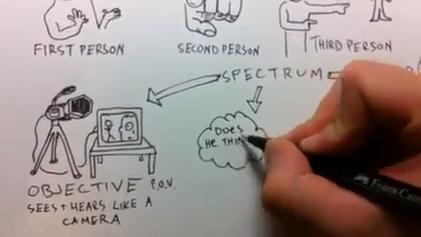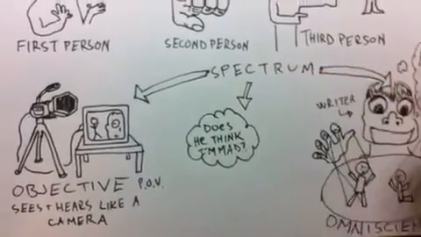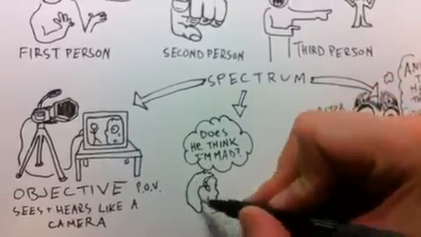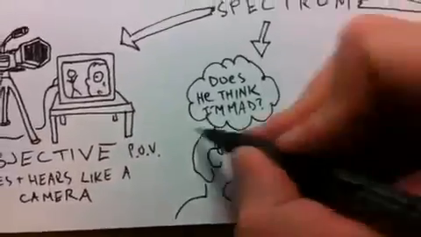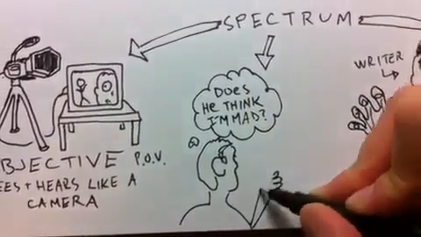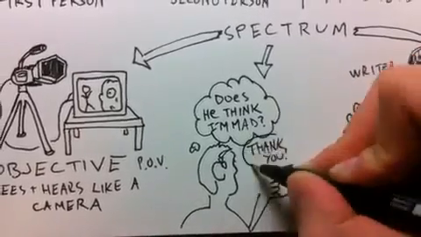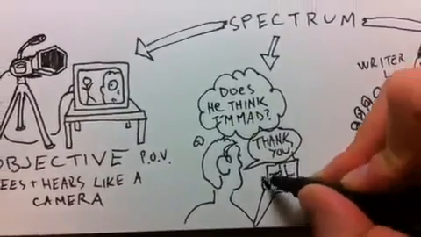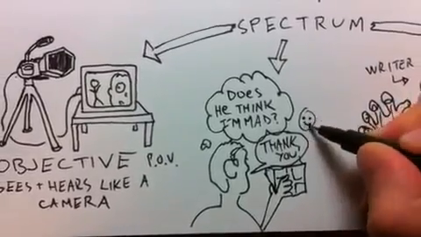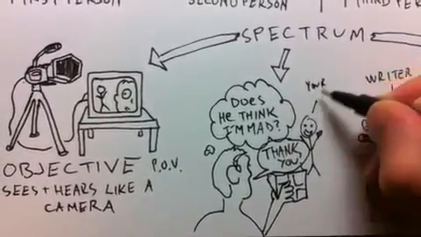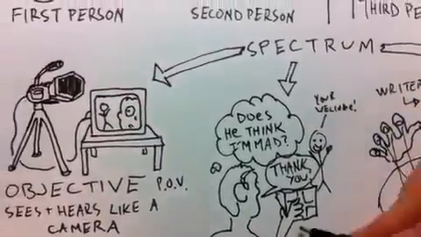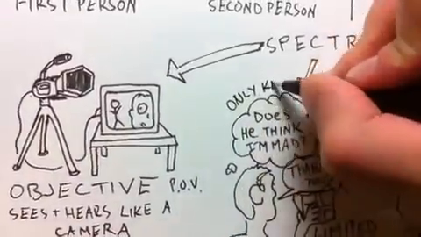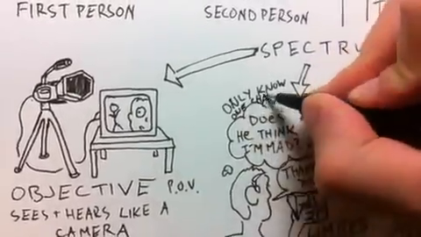Somewhere in the middle of this spectrum, between objectivity on one side and omniscience on the other side, there's an important perspective, and this is one in which the narrator knows the thoughts of just one character, the protagonist most likely. We hear the thoughts and feelings of the protagonist, but for everyone else in the story, we can only guess what they're thinking based on what they do and say. This would be called the limited omniscient perspective.